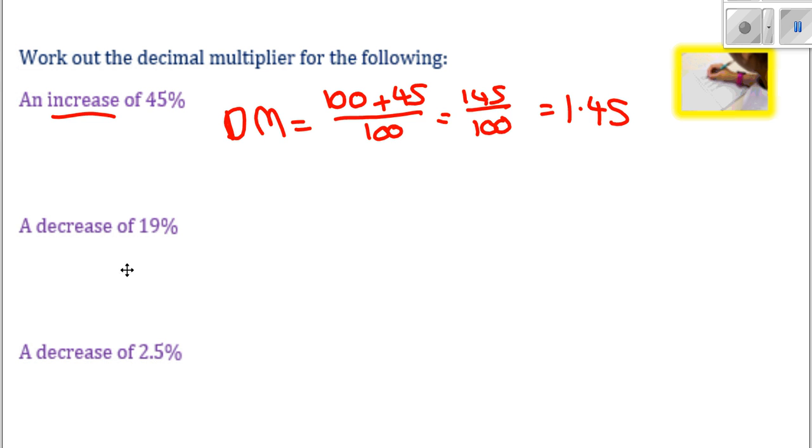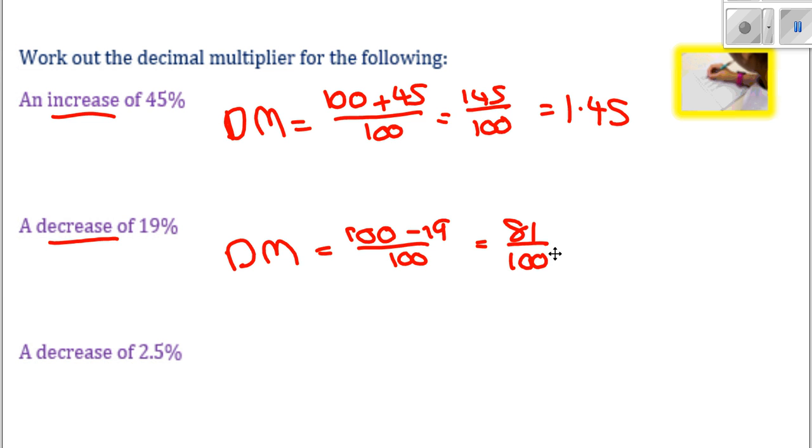A decrease of 19%. So our decimal multiplier equals, it's a decrease this time, so don't add. So we should do 100 minus 19 over 100. 100 minus 19 is like 100 minus 20, and then add 1. So 81 over 100, which equals 0.81. So notice for a decrease, it's like 0 point something. For an increase, it's like maybe 1 point something.